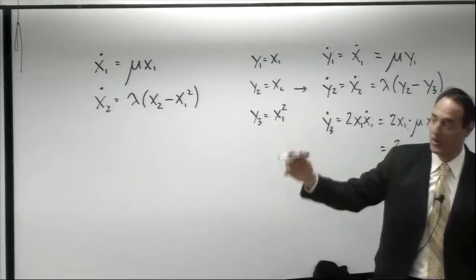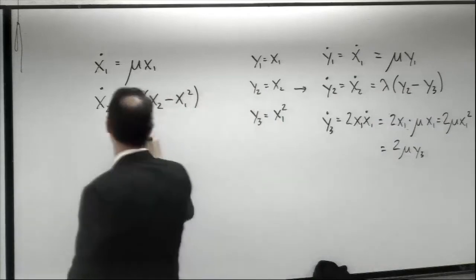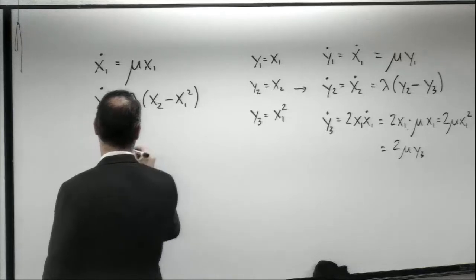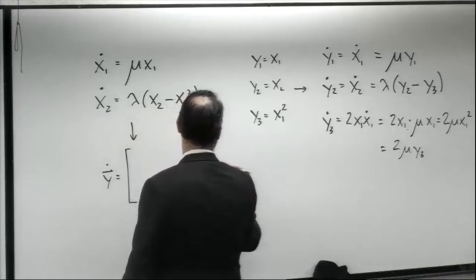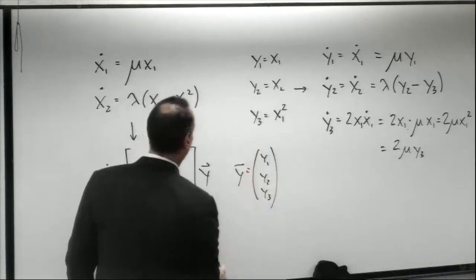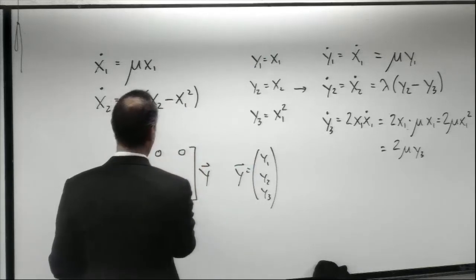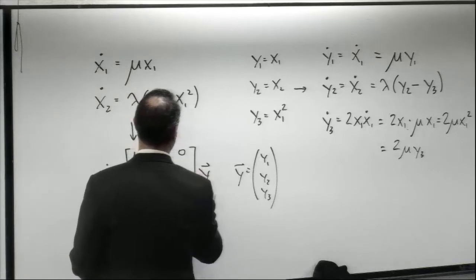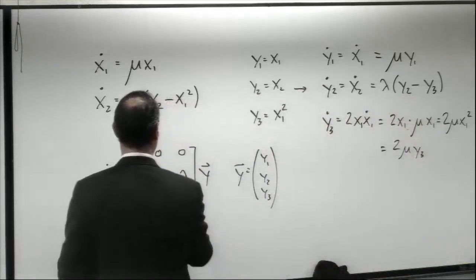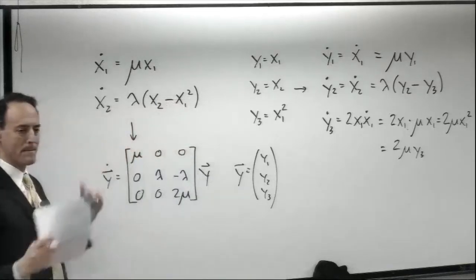So, what did I just do? I said, here is your nonlinear 2 by 2 system. And now I can write it in the following form. So y is going to be the vector y1, y2, y3. And notice, y1 dot is equal to mu y1. Then I have 0, lambda, minus lambda, which is y2 minus y3, the lambda in front of it. And in the last row, you have 0, 0, 2 mu. Boom.